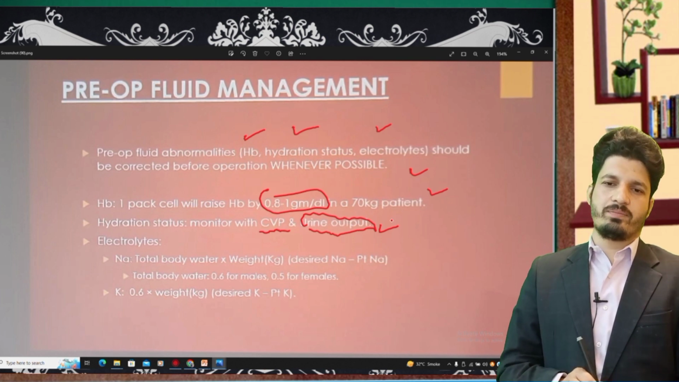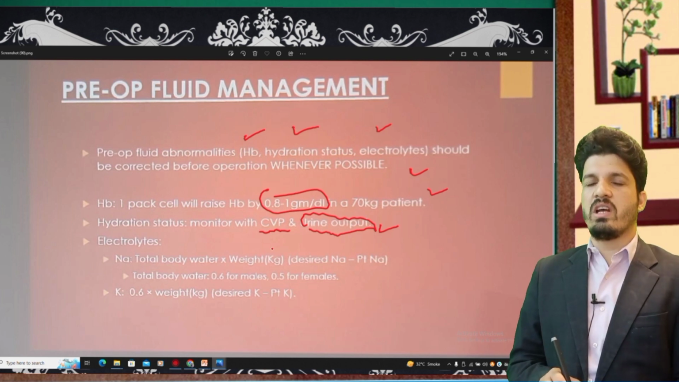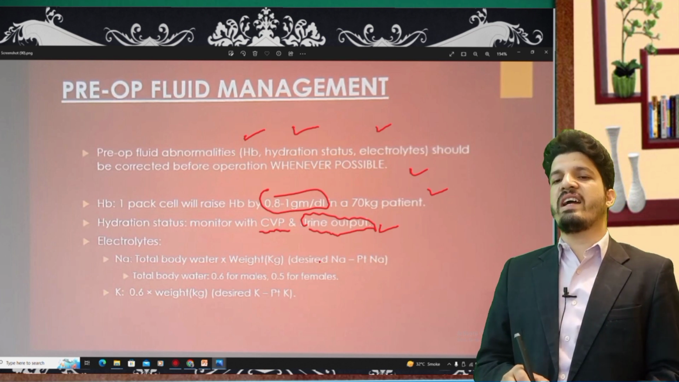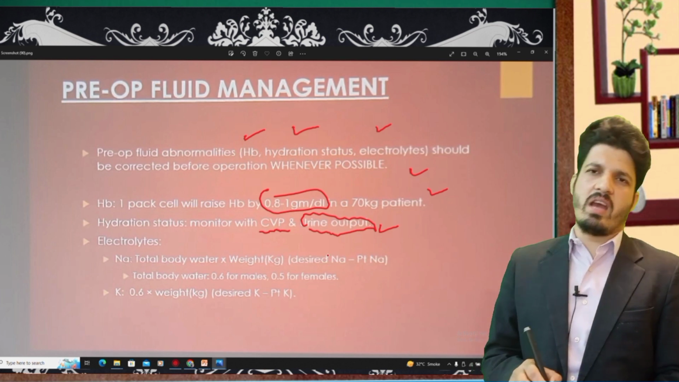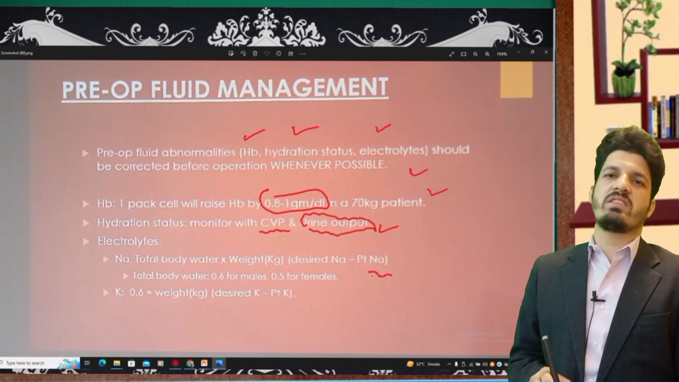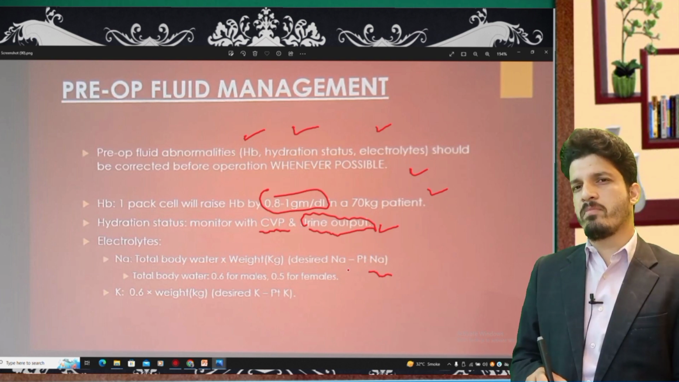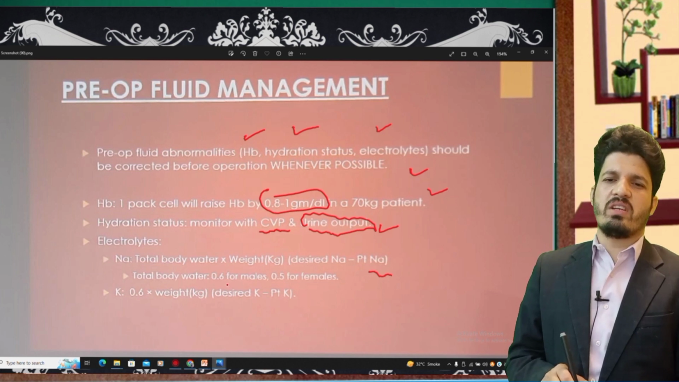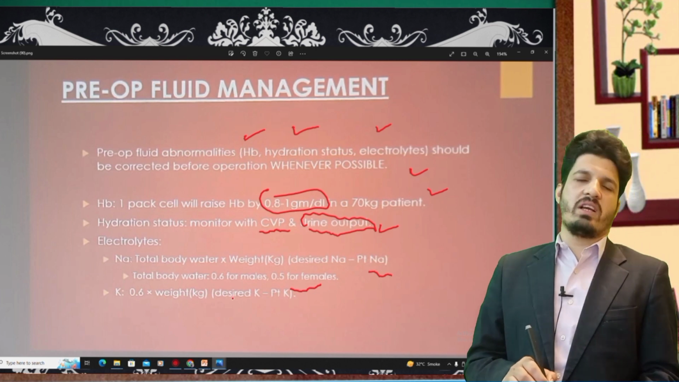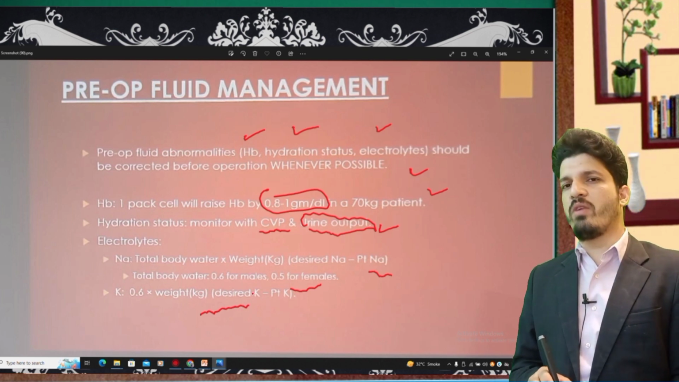In case of electrolytes, you will use the same formula which I have discussed in the previous slides. That's the total body water, multiplied by the weight in kg and the desired sodium. In the previous slide, I have used the value of 140, and the patient's sodium you will calculate by the serum electrolytes, which in the previous slide I have used as 131, and total body water 0.6 for males and 0.5 for the females, so it will not make a lot of difference. Meanwhile, you have to calculate the potassium deficit and you have to replace accordingly.